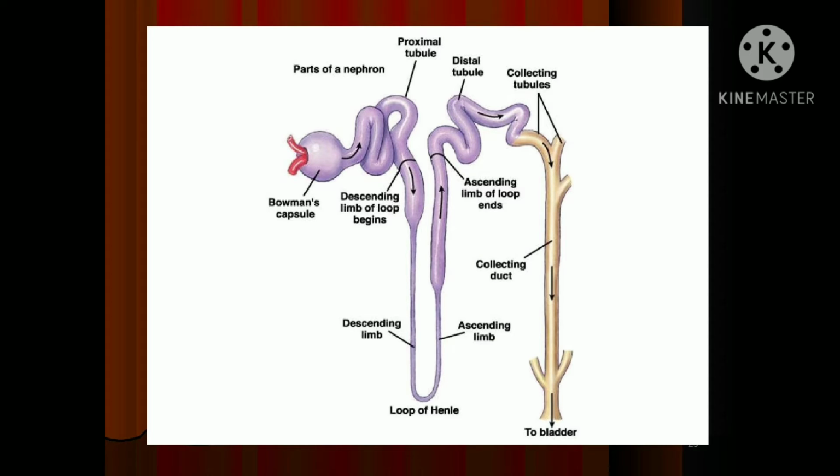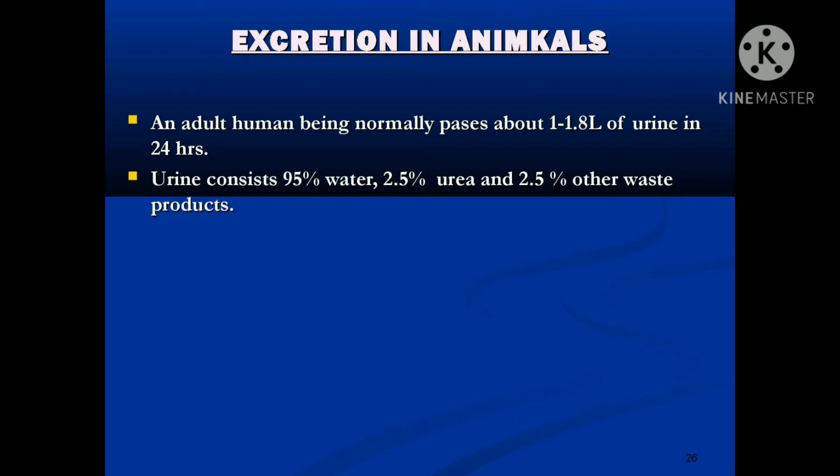Now let us move on to the topic of excretion in animals. An adult human being generally passes about 1 to 1.8 liters of urine in 24 hours. As we discussed, this urine consists of 90% water, 2.5% urea, and 2.5% other waste products.